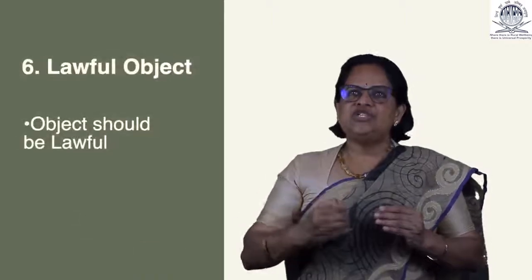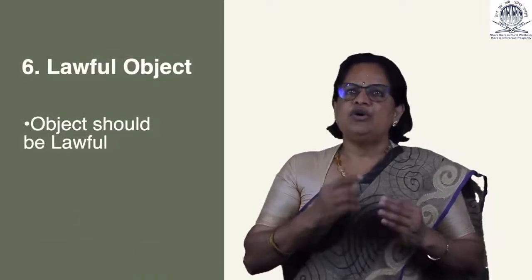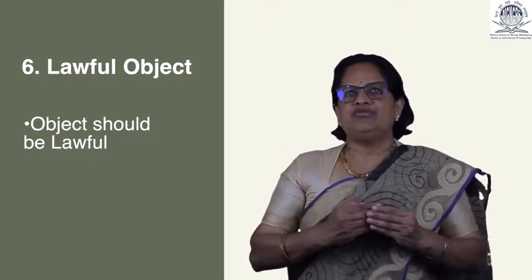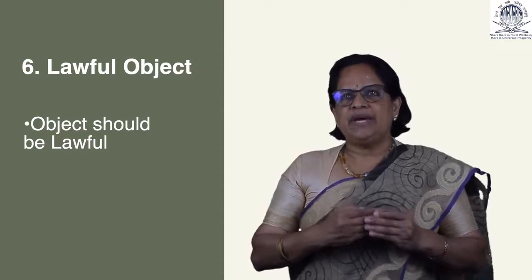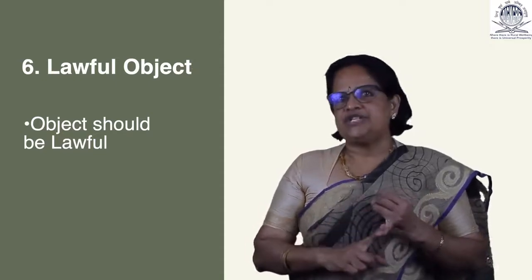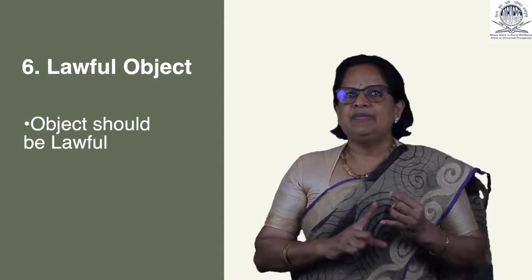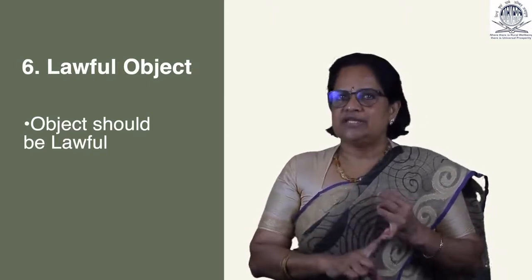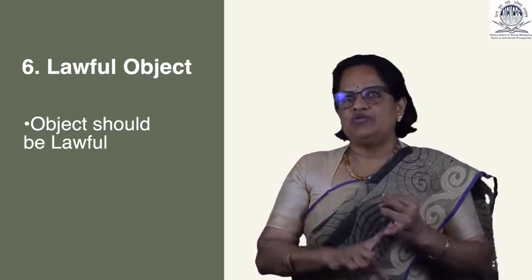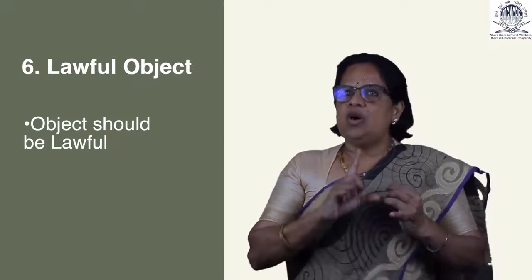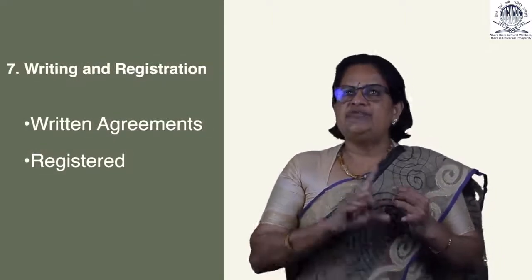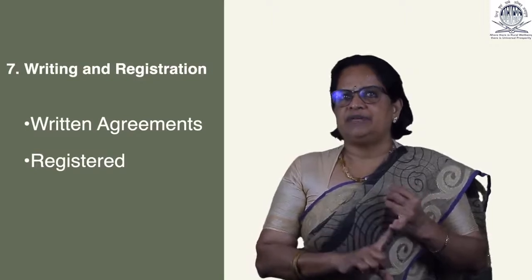The next essential element is the involvement of a lawful object. The object is unlawful if it is forbidden by any act of our country. For example, if a landlord knowingly rents his house to a terrorist, the object is unlawful because the object of the contract is unlawful.